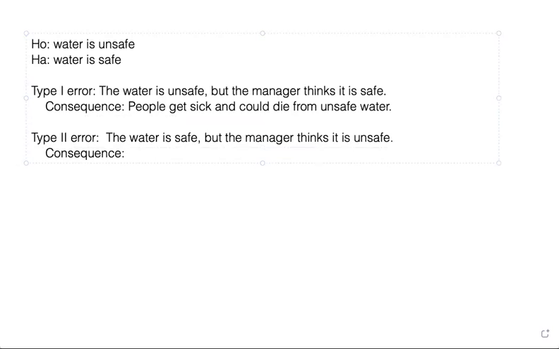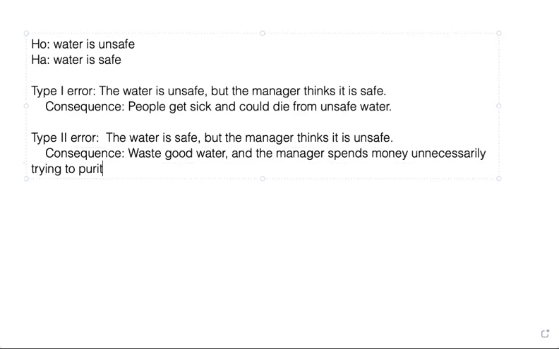Sorry, I was looking at the comment in the chat. So yeah, basically we do waste good water. That's true. You waste good water, and the manager spends money unnecessarily trying to purify the water that's already good. Something like that. All right, cool. Good job.